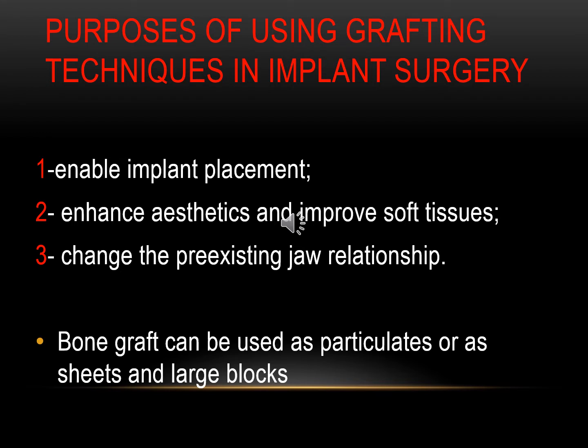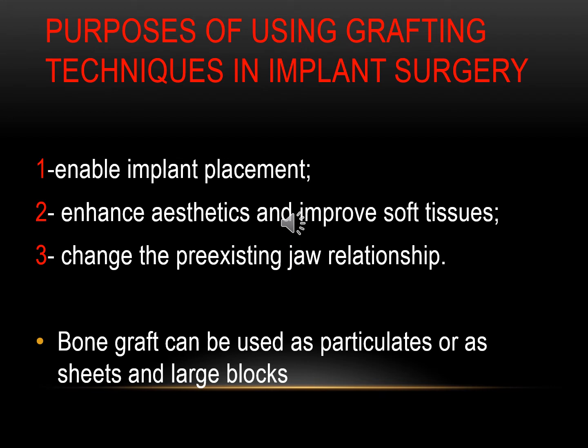Three, to change the pre-existing jaw relationship. When we have a class 2 relationship, that means usually we have resorption in the mandible. In this case, we can make grafting in the mandible to change this class 2 relationship to a class 1 relationship.